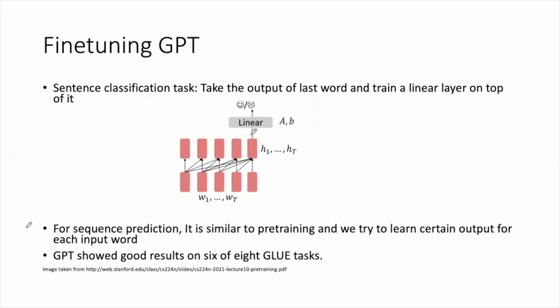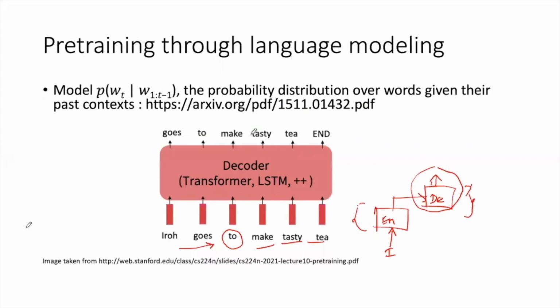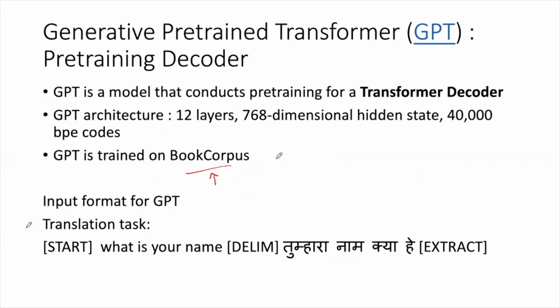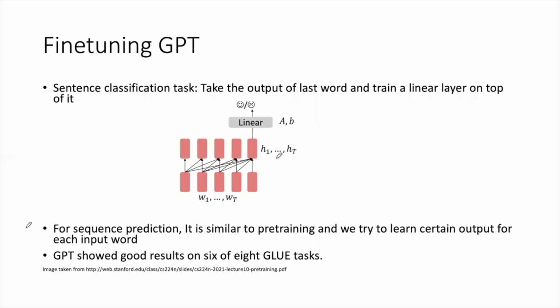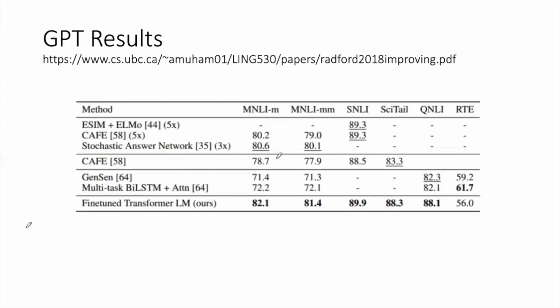If you want to use the pre-trained GPT for sequence prediction itself, then that will be similar to what we have done in the pre-training itself. In pre-training also we have an input sentence and we try to predict an output sentence. Similarly, when you are doing fine-tuning on a sequence prediction task, it will be a similar procedure. With the help of this fine-tuning on GPT models, good results were achieved on 6 out of 8 tasks. These are the results for the pre-trained GPT model.